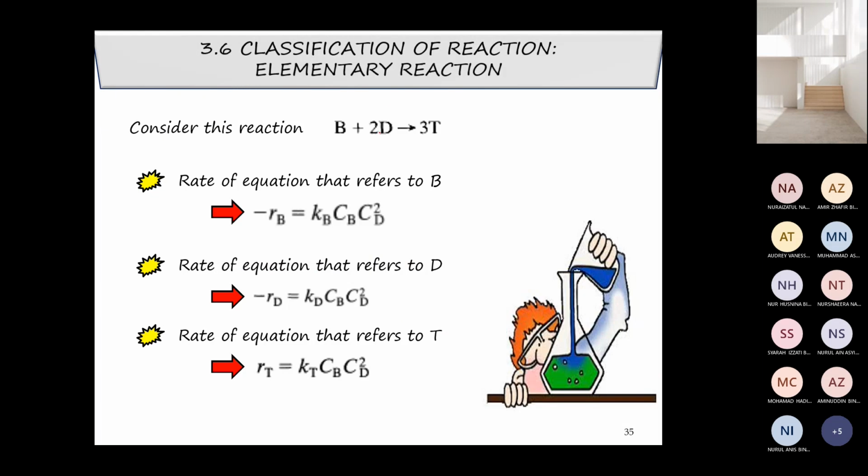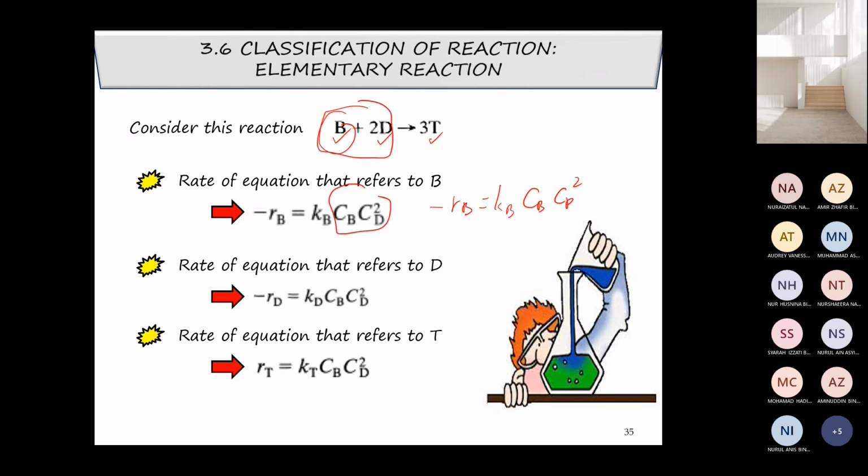Then we have another one. Consider B plus 2D is equal to 3T. So kita boleh tengok pada rate of disappearance of B, rate of disappearance of D, and rate of appearance of T. So rate of equation that refer to B, reactant here, should be negative RB is equals to KB CB CD. You kena tengok yang ni adalah reactant sahaja.